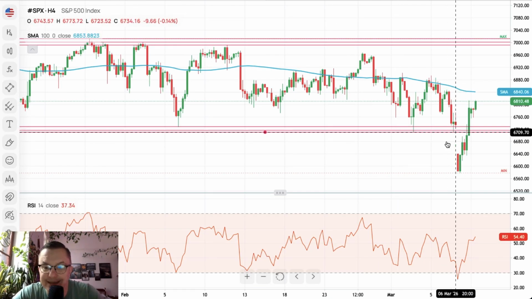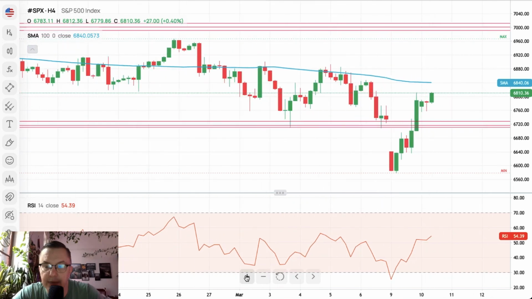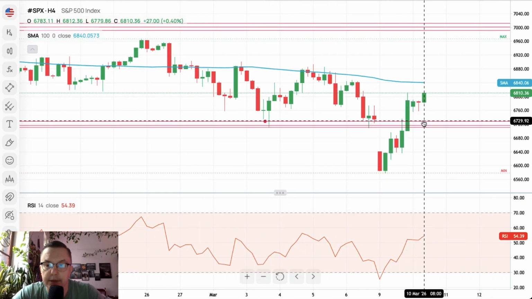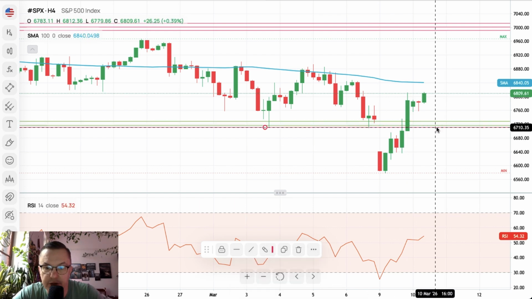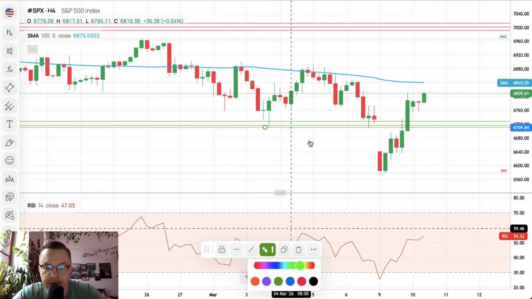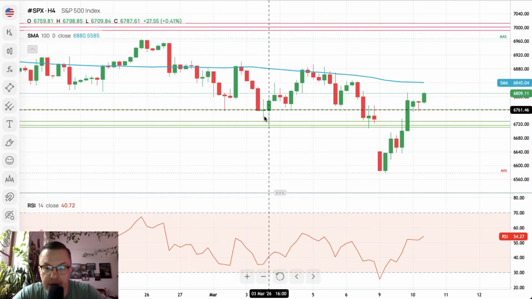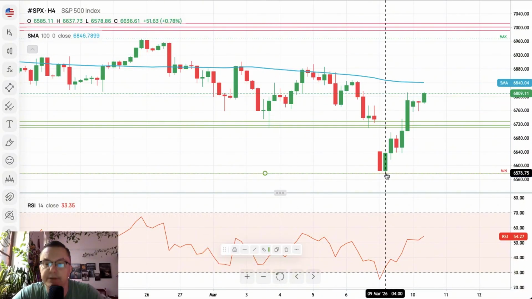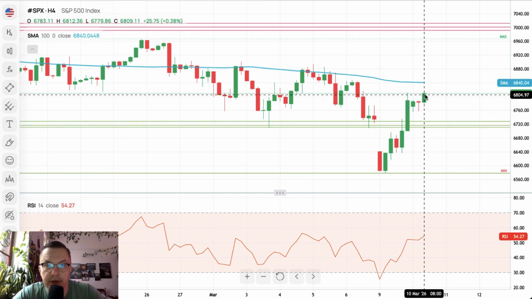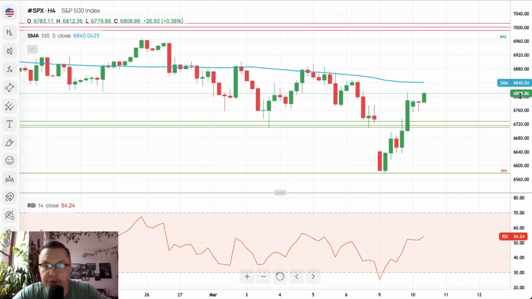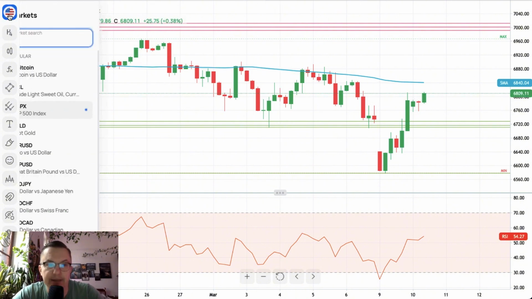SP500 covers yesterday's gap and moves back above the technical resistance. So right now we are back with the technical support, and the situation here is still very bullish, as the breakout to the downside has been unconfirmed. Gap is closed. Now we are trading around 6,812, very close to the 6,840, which is the 100 periods moving average. So we are back in the game. We are back inside the range.